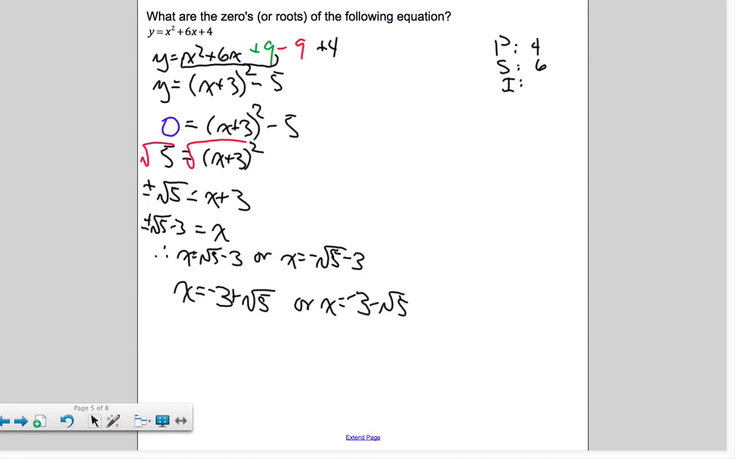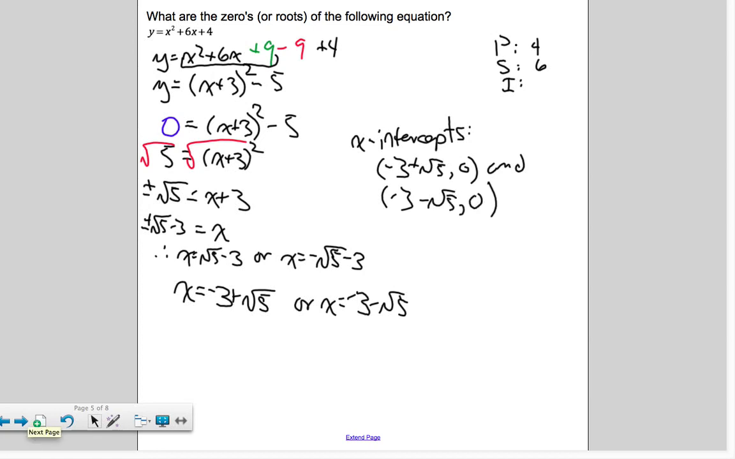Right? So the x-intercepts here would be, you can put a root, plus or negative square root of 5. Well, what's my value of x? Minus 3 plus the square root of 5, comma 0, and minus 3 minus the square root of 5, comma 0. So those are my two x-intercepts. We just have to solve. You don't have to graph it, we have to solve the square root.